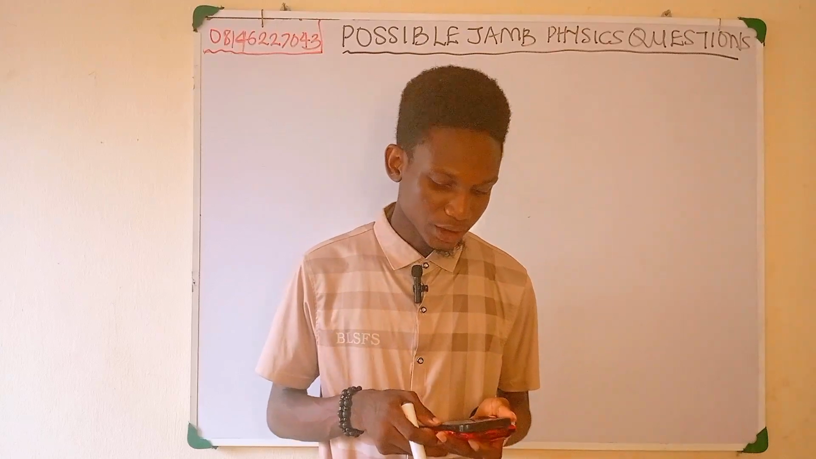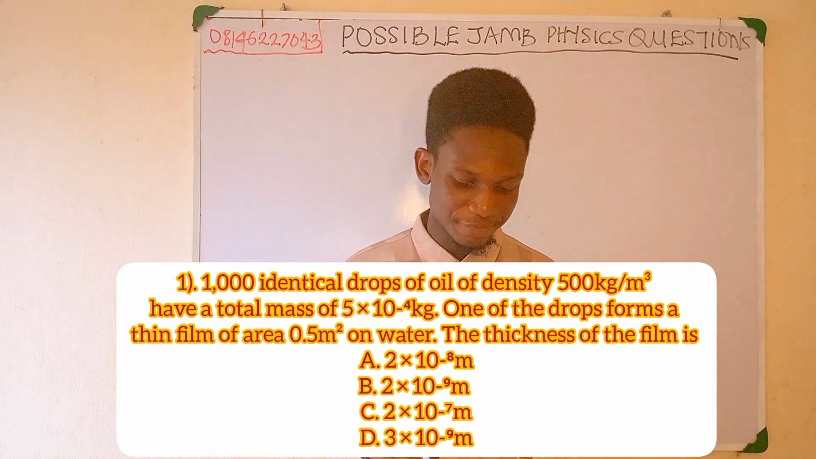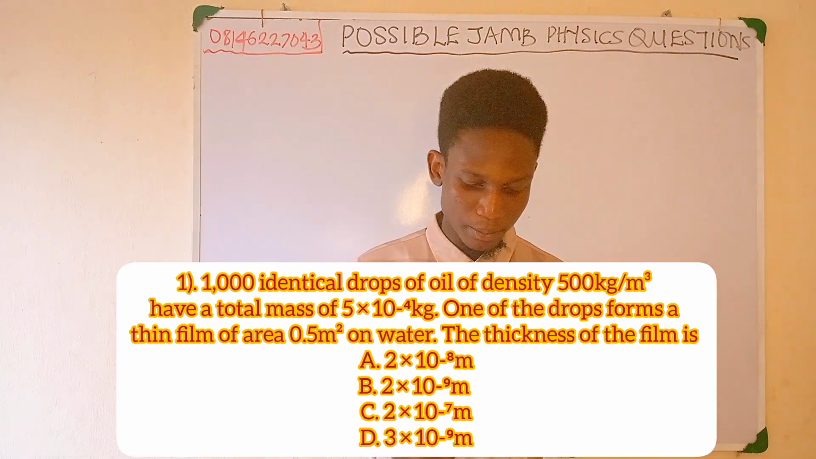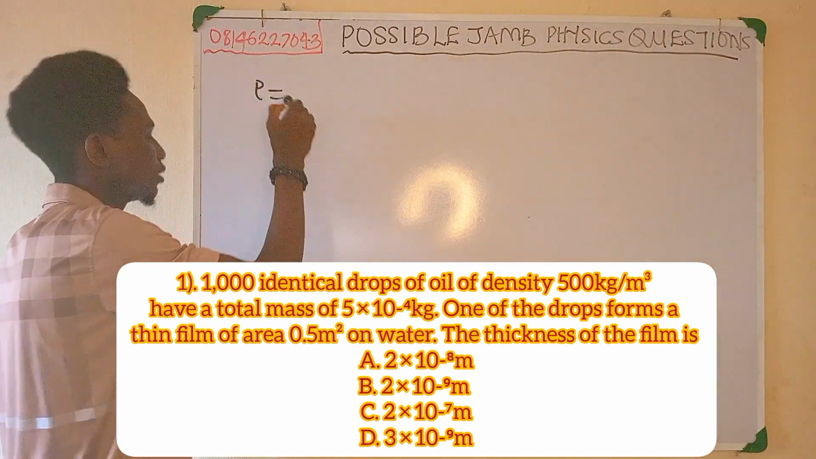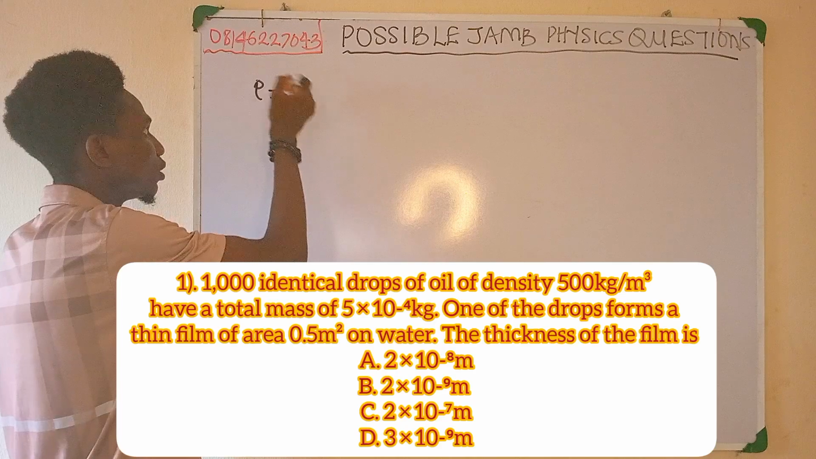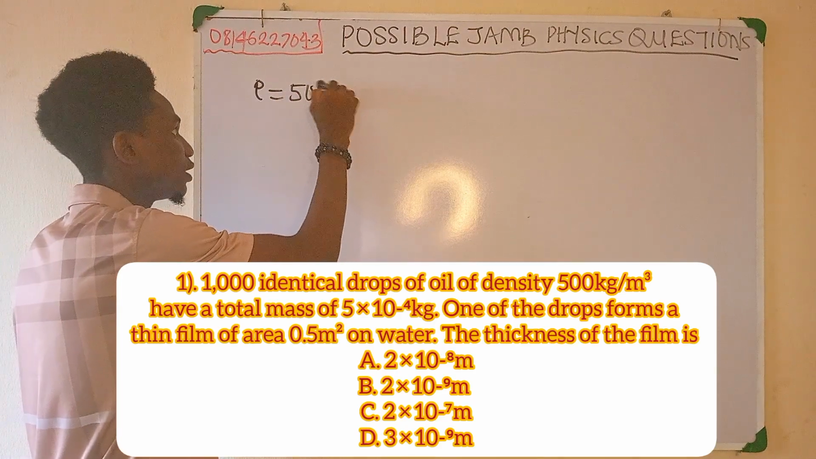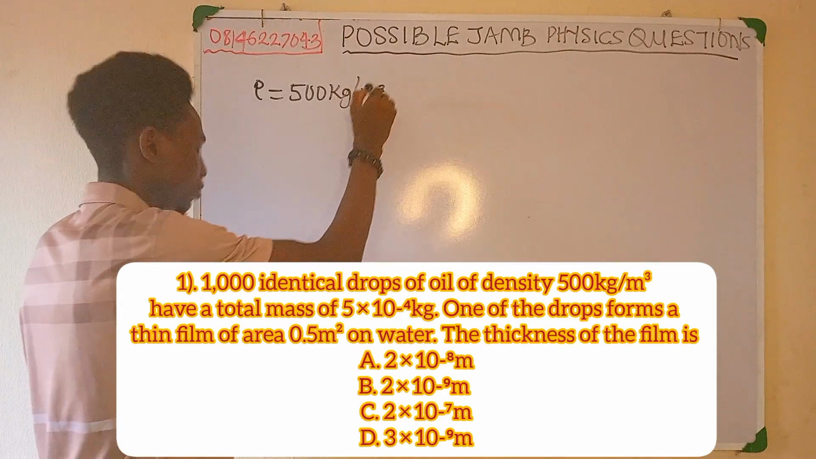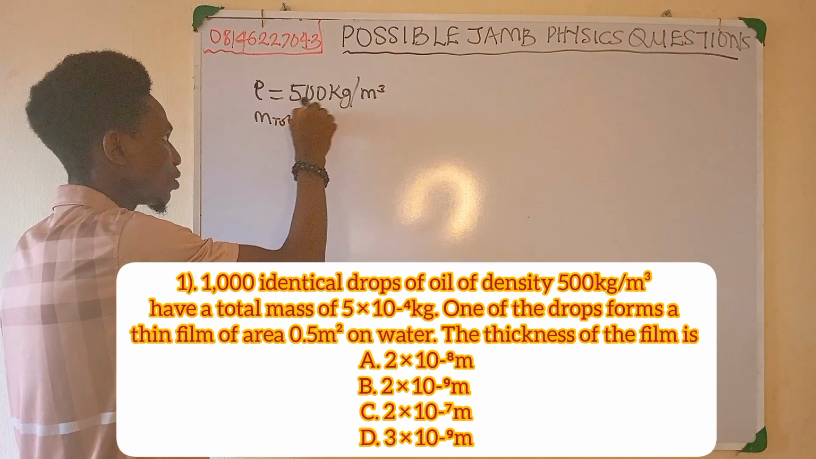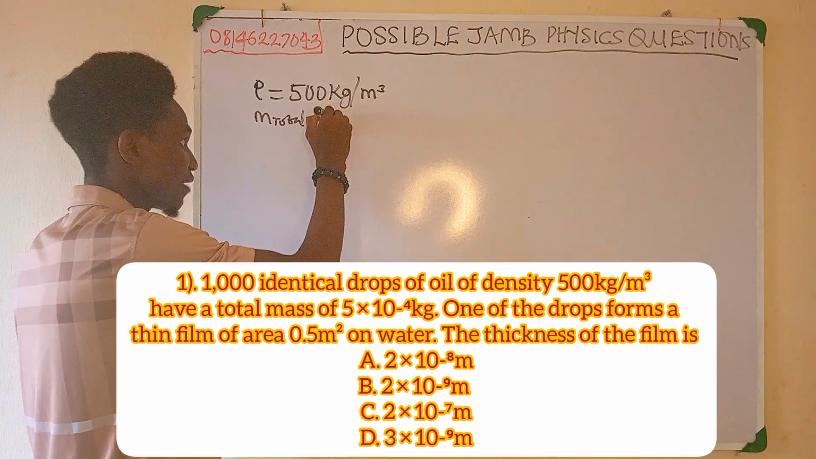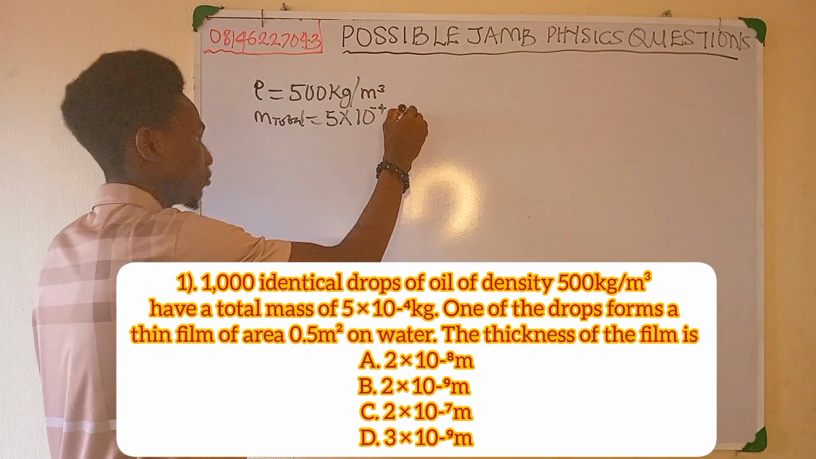I'll read from here. It says 1000 identical drops of oil of density 500 kilogram per meter cube. So let's write it. The density is usually represented with rho. You can write it as D anyway. So density 500 kilogram per meter cube has a total mass. So the mass, let's write total mass of 5 times 10 raised to power minus 4 kilogram.